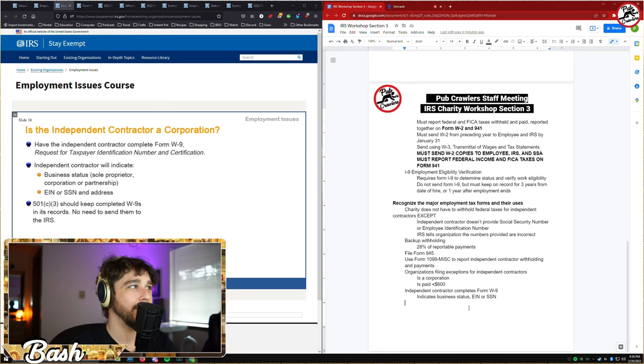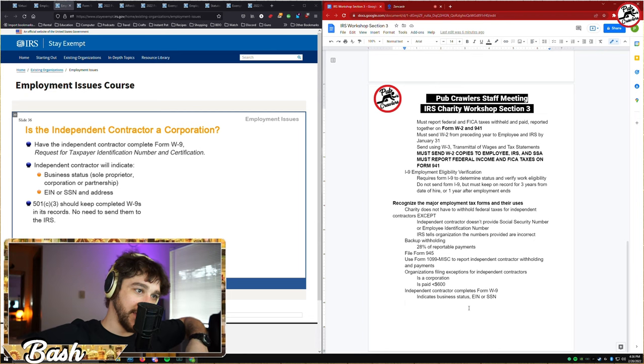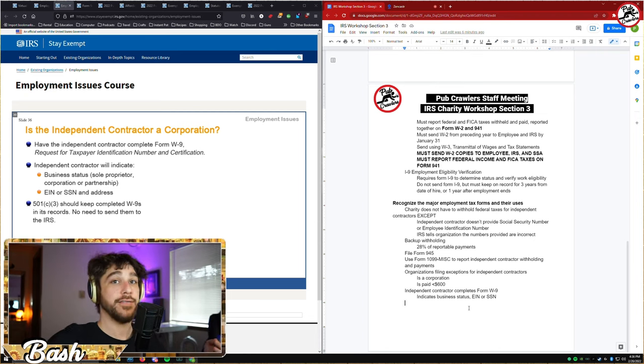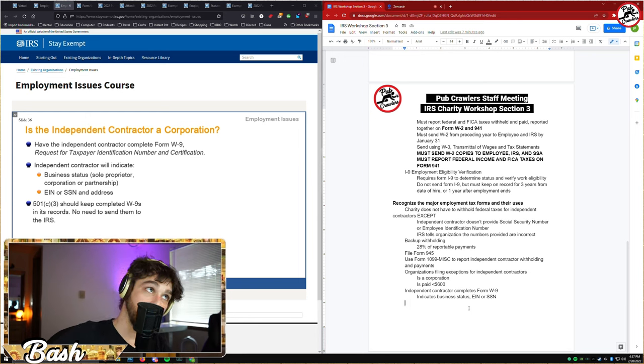This is still all about backup withholding. This is all under the umbrella that this is only to cover our ass if the people we hire don't do their taxes right. We need to keep a record that we paid this person this amount. And what it's saying is that 28% of that taxable payment should be held on to in case they don't pay their taxes, which is kind of bullshit.